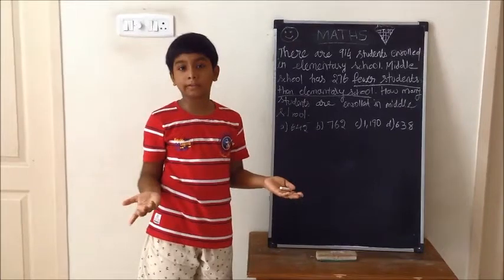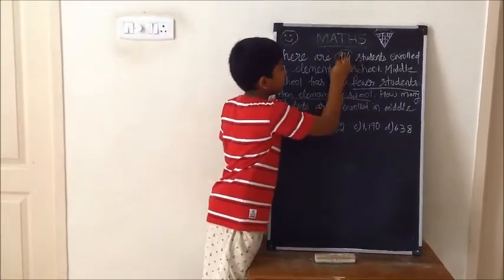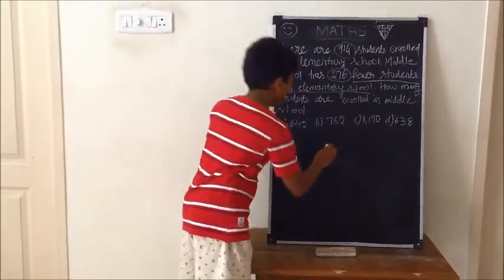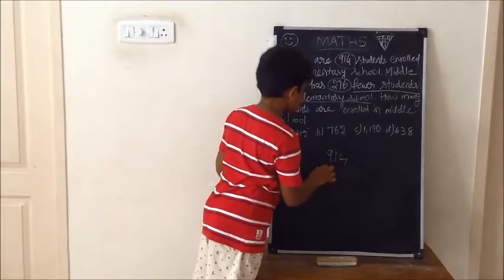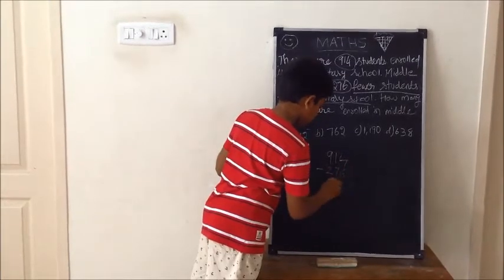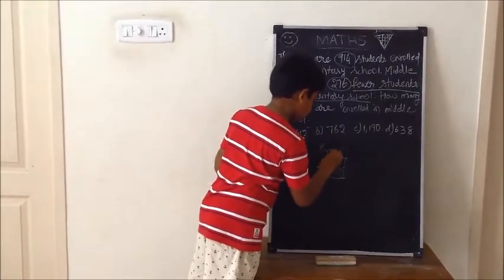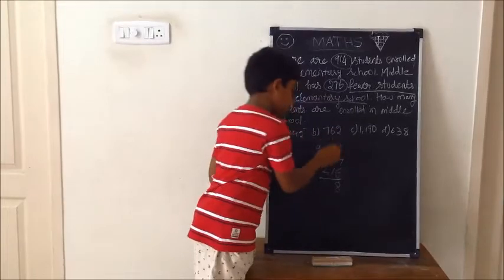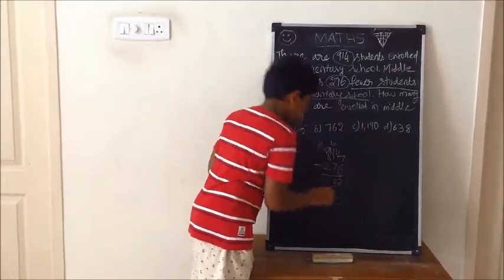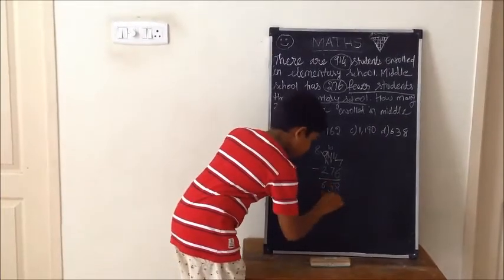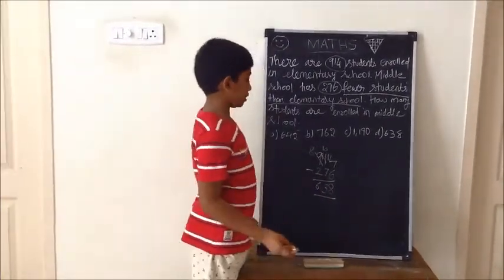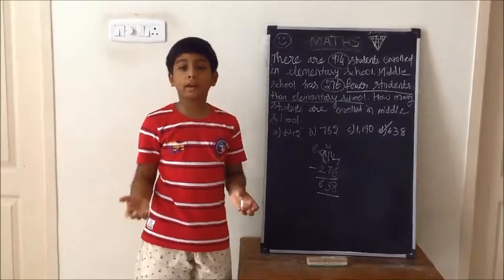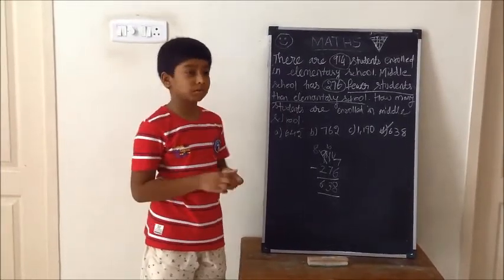What number do we have to subtract with? The number we have to subtract is 914 with 276. Now we will subtract. There are 638 students in the middle school.